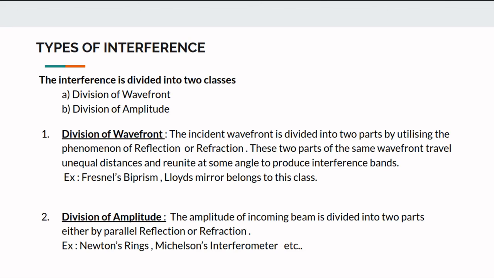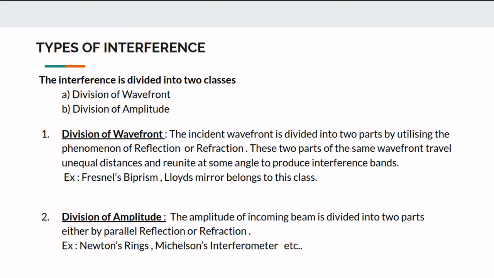For this purpose, different apparatus are used. Fresnel used a biprism to divide a single wavefront into two wavefronts by the method of refraction. And Lloyd used a mirror in which reflection takes place, and a single wavefront is divided into two wavefronts. In this way, different instruments are used, for example, Fresnel's biprism and Lloyd's mirror for division of wavefront. Therefore, Fresnel's biprism experiment and Lloyd's mirror belong to this class. In these instruments, interference is formed by the division of wavefront.